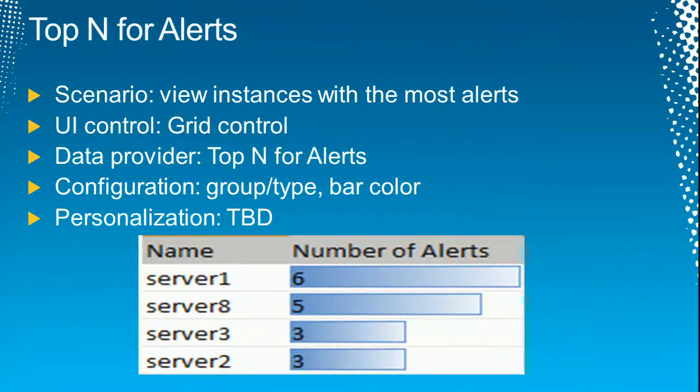And then top end for alerts. So this is very similar to the top end for performance. Again, it's instantly going to show you the servers that are generating the highest number of alerts. You can get this currently in Operations Manager 2007, but it involves you having to run a report to get it. With this widget, you'll be able to just go onto a dashboard and instantly see the servers that are generating the most amount of alerts, and be able to go and focus your attention on sorting them out first.